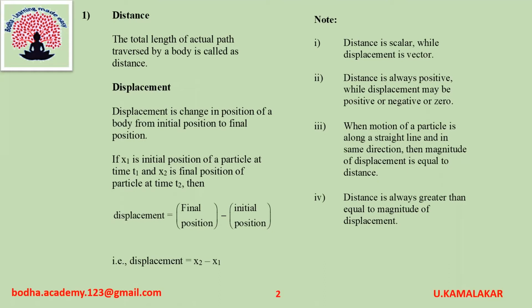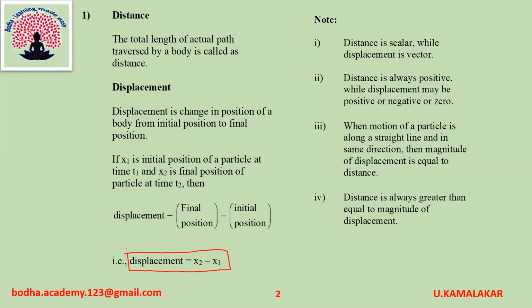If x1 is the initial position of a particle at time t1 and x2 is the final position of the particle at time t2, then displacement is equal to final position minus initial position. That is, displacement is equal to x2 minus x1. Note: distance is scalar while displacement is vector. Distance is always positive, while displacement may be positive, negative or zero.